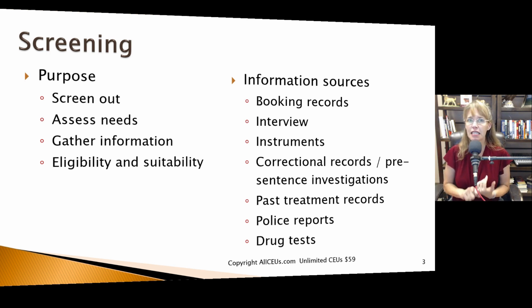We want to assess their needs, and this isn't just treatment needs. We need to assess their life skills needs. We need to assess their ability to maintain a clean and sober and legal lifestyle when they are discharged. So there may be needs for GED, there may be needs for life skills, there may be needs for budgeting, connecting to housing when they get out. There are a lot of things. There's a lot of case management and wraparound services that go with screening.